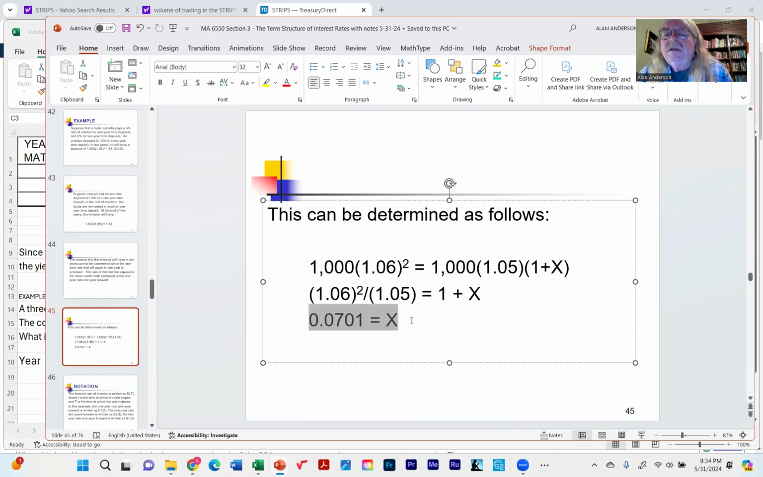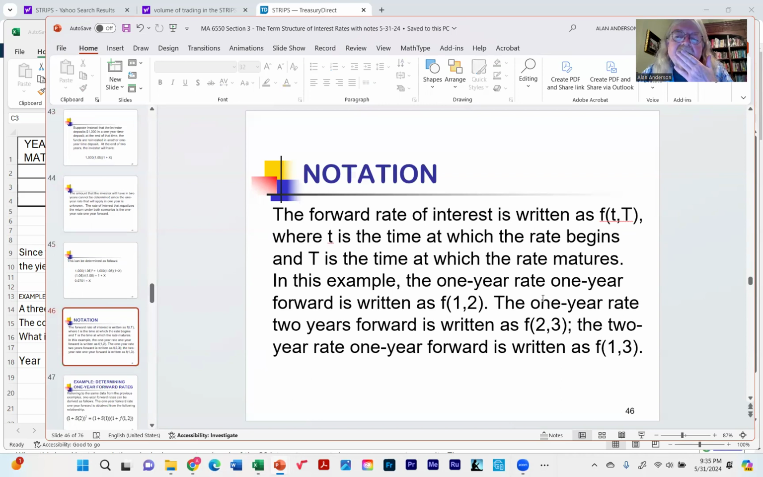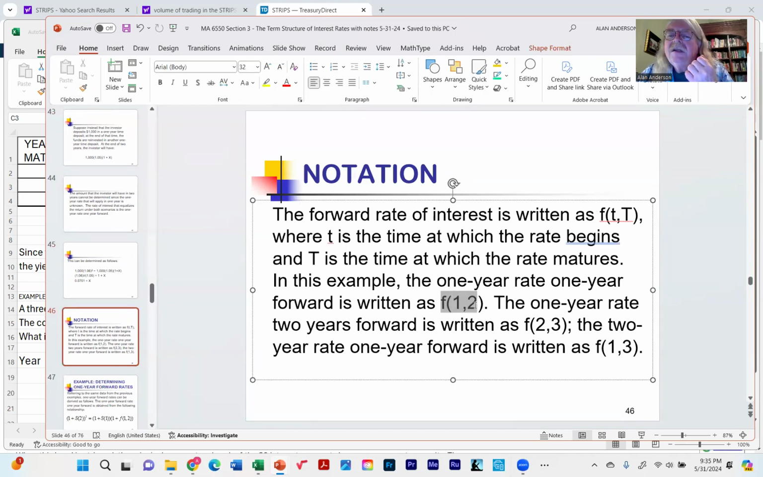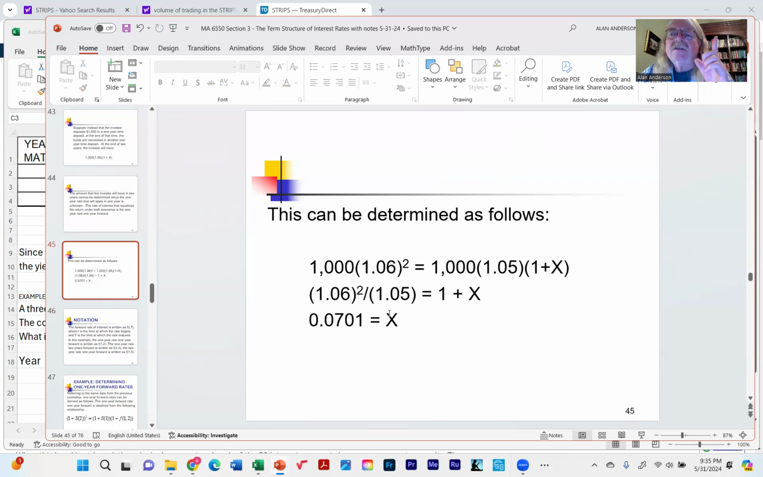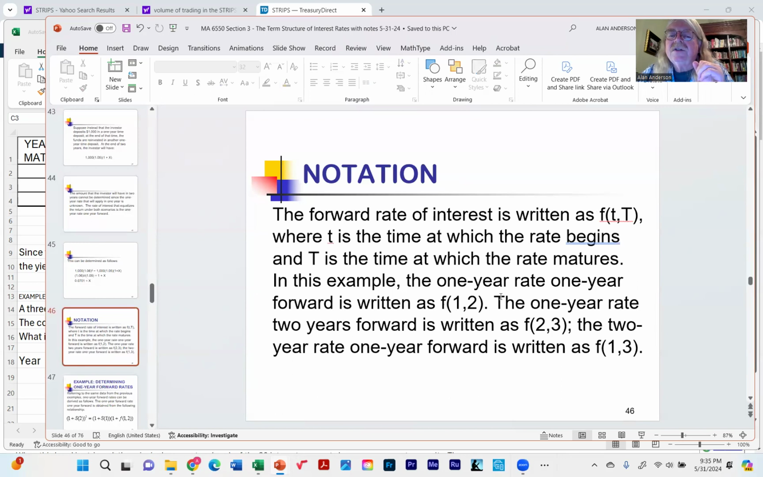This number is known, therefore, as a forward rate because it equalizes the returns to the 1-year investment and the 2-year investment. The 2-year investment and the 1-year investment rolled over for another year. So we're going to call that F1,2, meaning this X is the rate that starts in year 1 and matures in year 2.